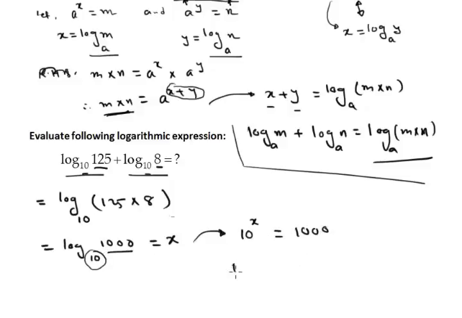So now 10 to the power x equals 1000, which can be written as 10 to the power 3. So x equals 3. So we considered this as x, and that was x is 3. So that means this expression's value is 3.